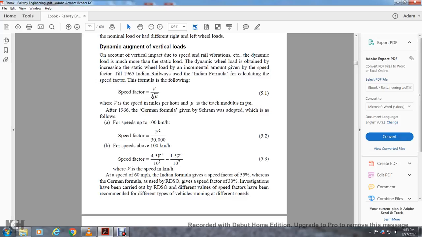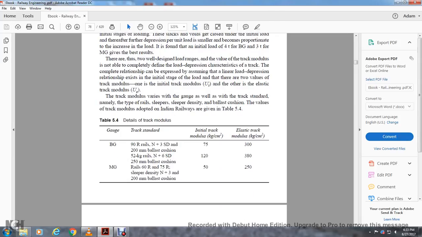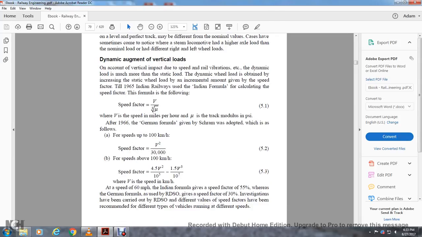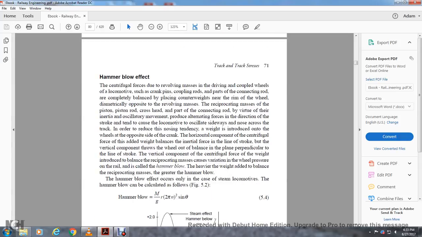At a speed of 60 miles an hour, the Indian formula gives speed factors up to 55%, whereas the German formula, as used by the Railroad Research Design Standard Organization, gives 30%. Different values of the speed factor have been recommended for different types of vehicles running at different speeds. Then there is the hammer blow effect.